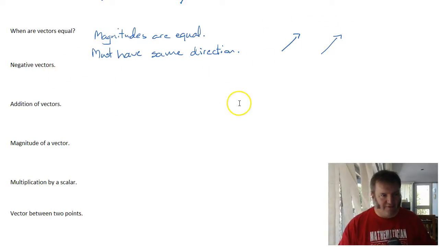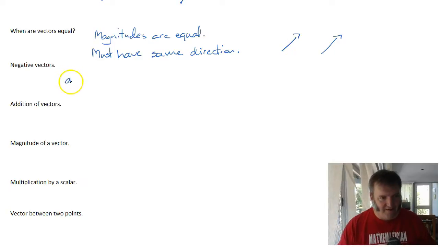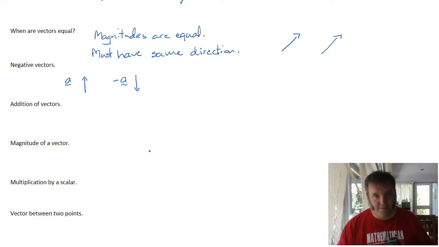What's the negative of a vector? Let's say I have vector A, and vector A is quite inspirationally drawn, just like that. What would negative vector A be? Well, it would be the same length, same magnitude, in the opposite direction. Pretty straightforward, that one. The negative of a vector is going in the opposite direction.